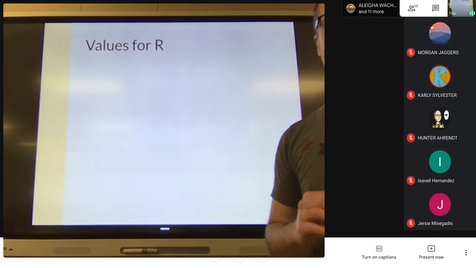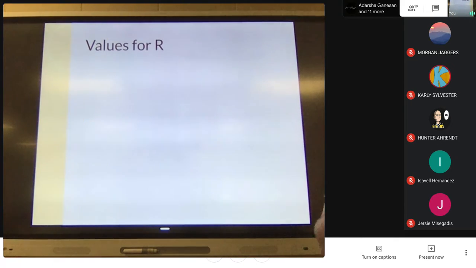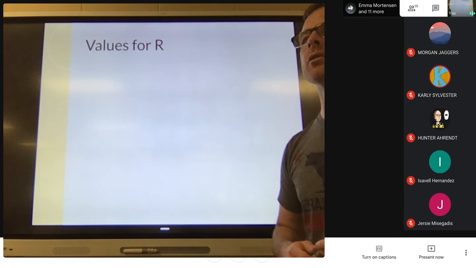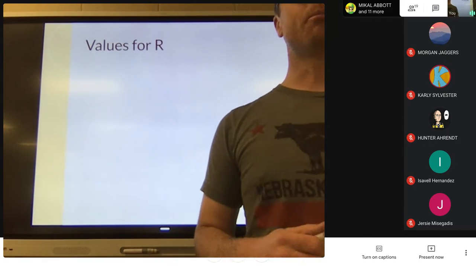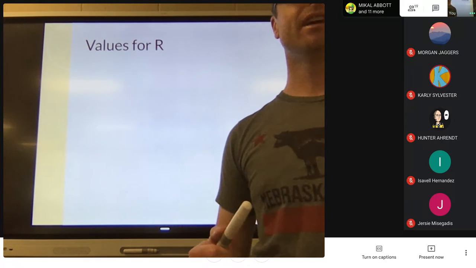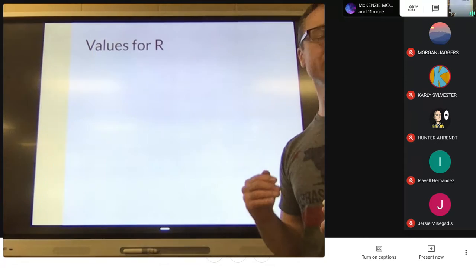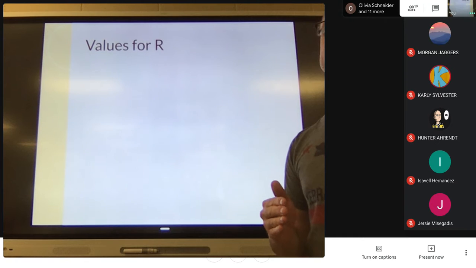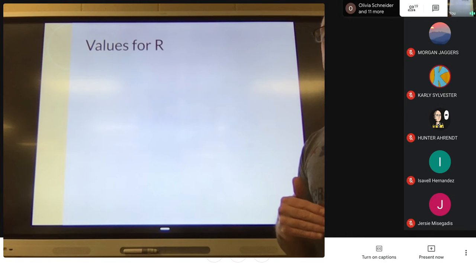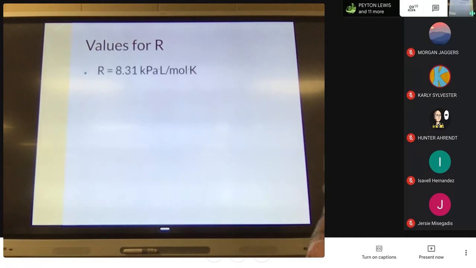Now, R has lots of different values. For us, I'm going to give you 2. What you will learn if you take enough science is that sometimes there are numbers and there are constants, and that's what this thing is. It's a constant, and constants have really weird labels. They have weird labels because they want you to be able to calculate one of the 4 things in here. So I'm going to give you guys a couple of values.